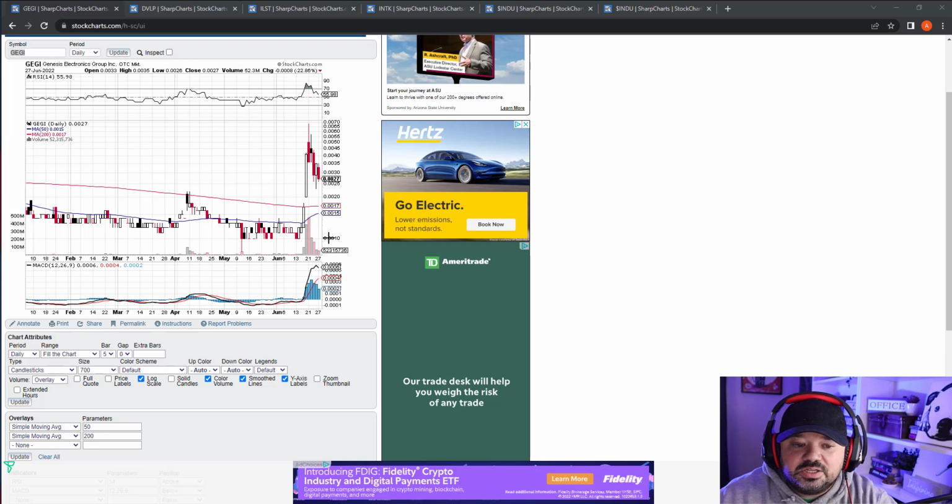But right now it seems a little undecided because look, it channeled for a while, and then boom, big spikes of volume, but it's tapered off.